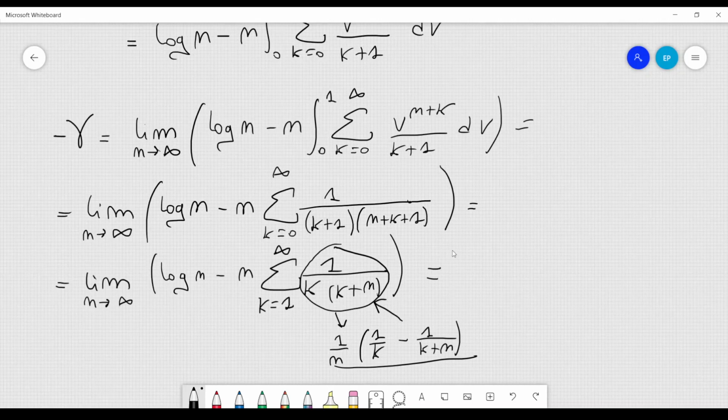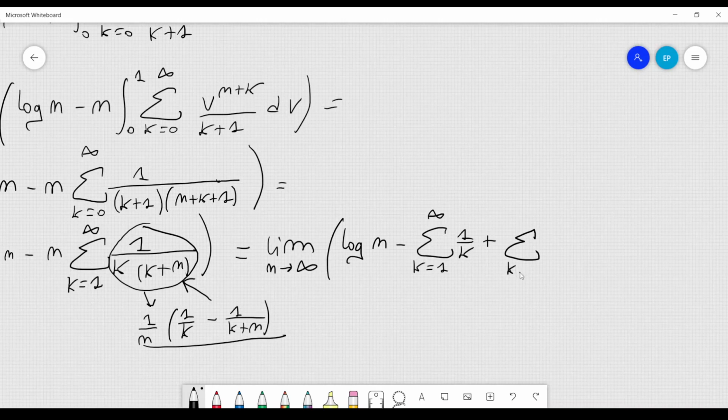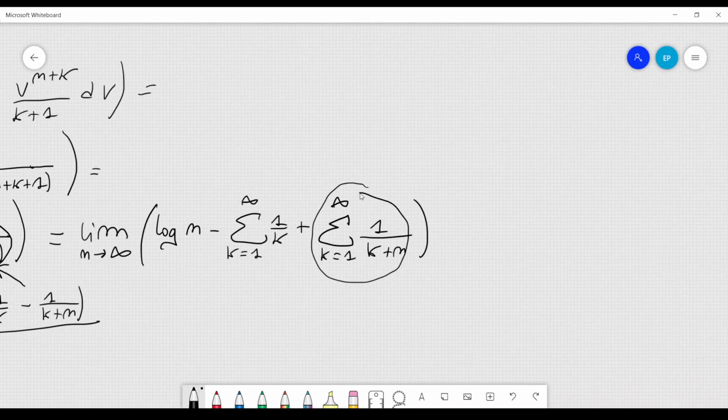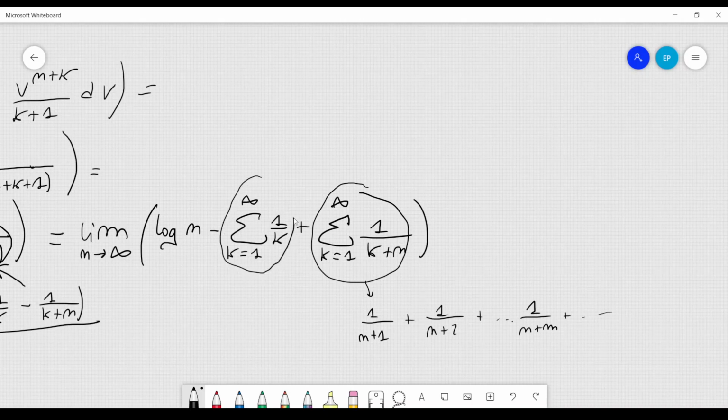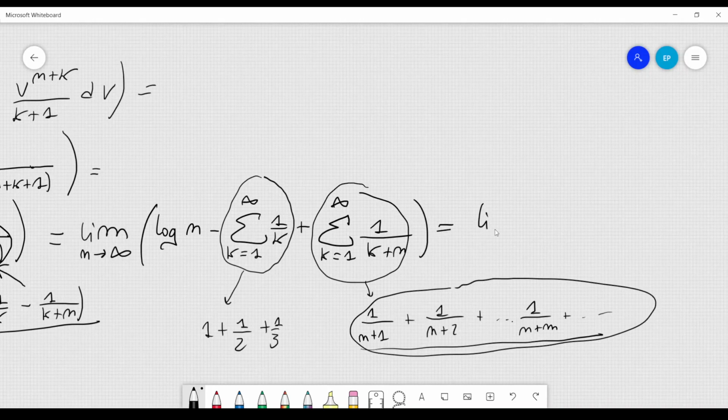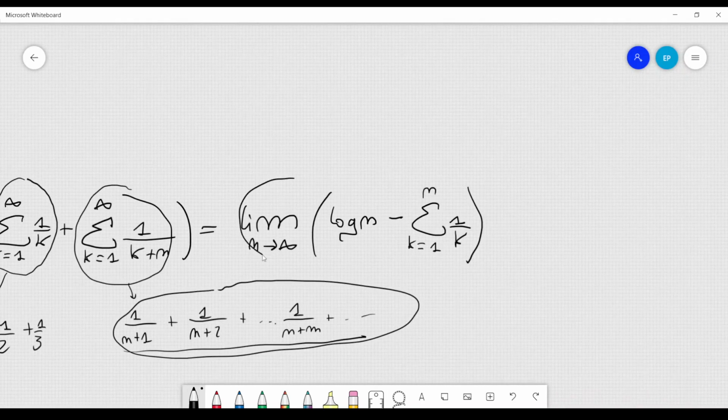So here we can rewrite this as limit as n goes to infinity log n minus sum over k from 1 to infinity 1 over k plus sum over k from 1 to infinity 1 over k plus n. And finally, you can see that this summation here starts at 1 over n plus 1, and then 1 over n plus 2, 1 over n plus m, and so on. It goes on like that. This summation here contains also these terms, but it starts at 1. So we have 1 plus 1 half plus 1 third, and it also contains these terms. So I can rewrite this result like this. It's the limit as n goes to infinity of log n minus sum over k from 1 to n of 1 over k. And we have proved, therefore, the result that we wanted.